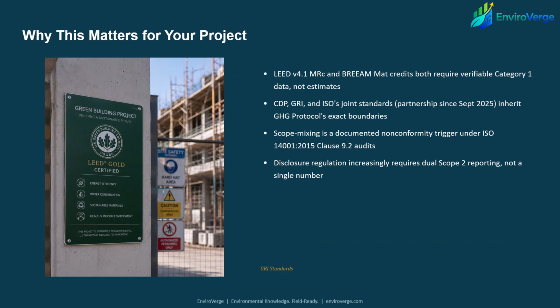This isn't academic. LEED v4.1's materials credits and BREEAM's both require verifiable Category 1 data, not estimates. CDP, GRI, and ISO's joint standards all inherit GHG Protocol's exact boundaries. Get this wrong, and it's a documented nonconformity under Clause 9.2.